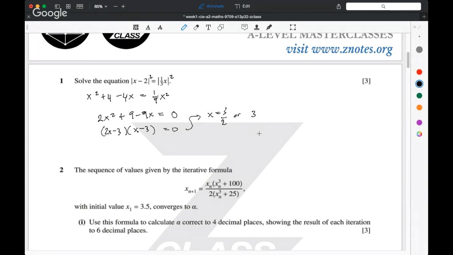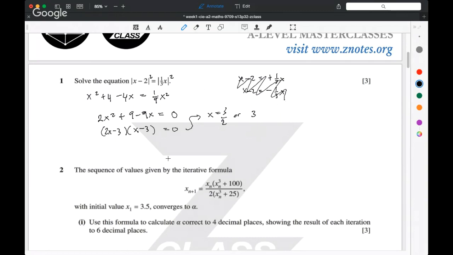And you would get exactly the same answer if you were careful and said that x minus 2 is equal to plus 1/3 x, or x minus 2 is equal to minus 1/3 x. And you can see that you would get the same answers both times.